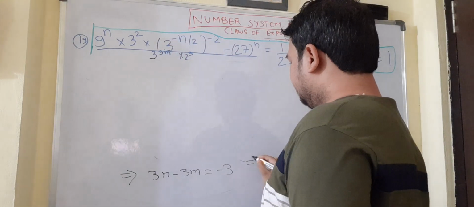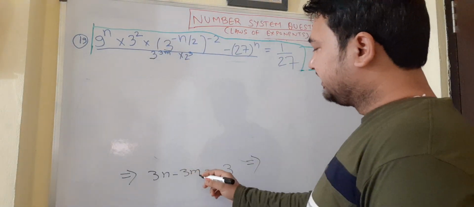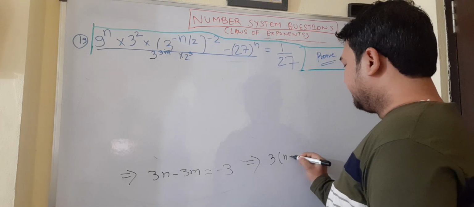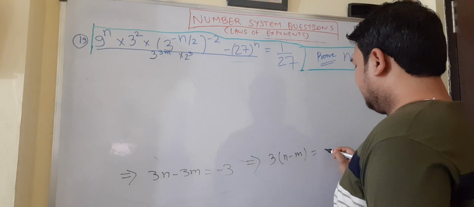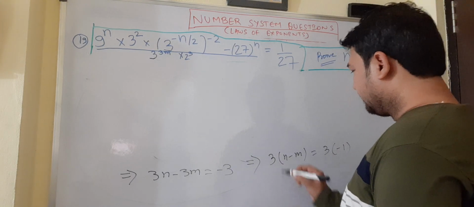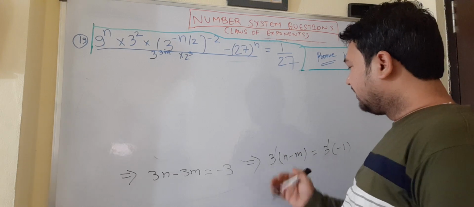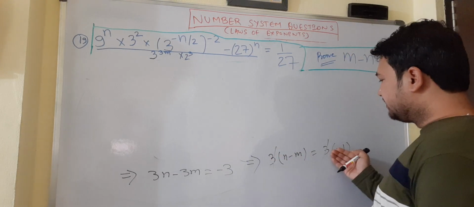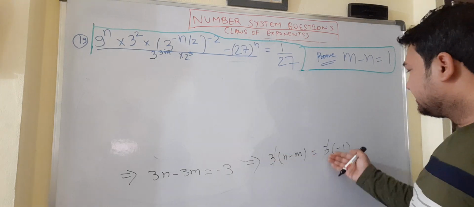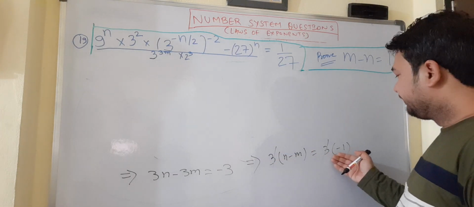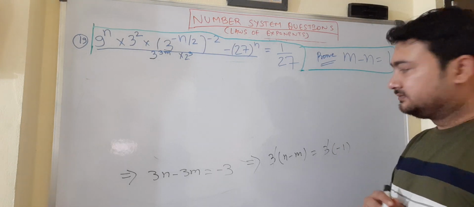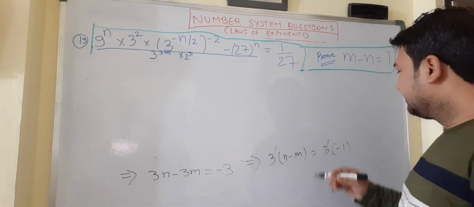When you have 3n minus 3m equals to minus 3, you can take 3 common, it will be n minus m, and 3 common, it will be minus 1 over here. You can cancel out 3, or if you want you can transpose this to opposite sides. This is in multiplication, this will get itself into division, and 3 will be numerator, 3 will be denominator, they will cancel each other. In this way also you can crack it.